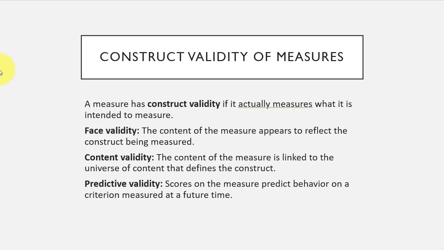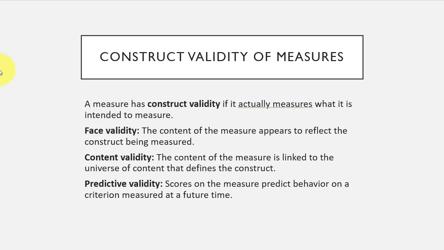So face validity is a very simple type of validity that means that what we're measuring appears to be the construct that we're measuring. It's kind of the first line of defense against not measuring something appropriately. So if we want to measure something like height and we use a ruler, okay, that appears to be a valid way to do it. Just face validity, that's good.